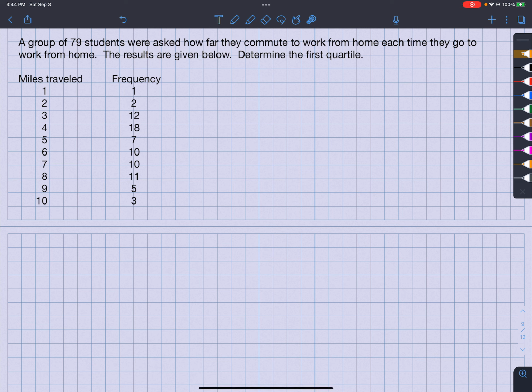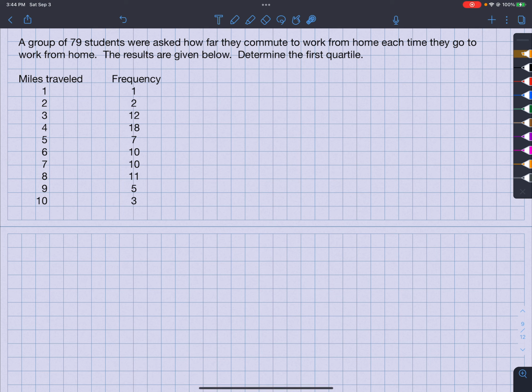So frequency means one person answered 1, 2 people answered 2, 12 people answered 3, 18 people answered 4, 7 people answered 5, and so on and so forth. So these right here should add up to all 79 responses. All right, so there's actually 79 numbers in here.